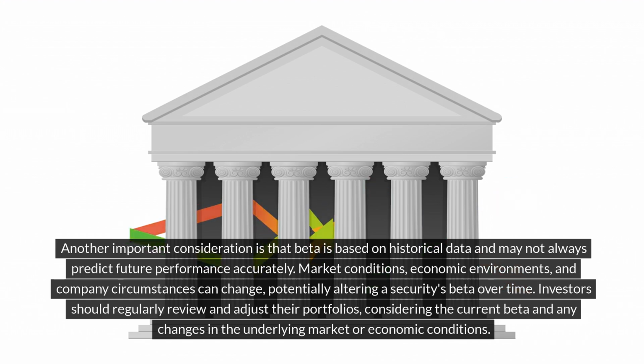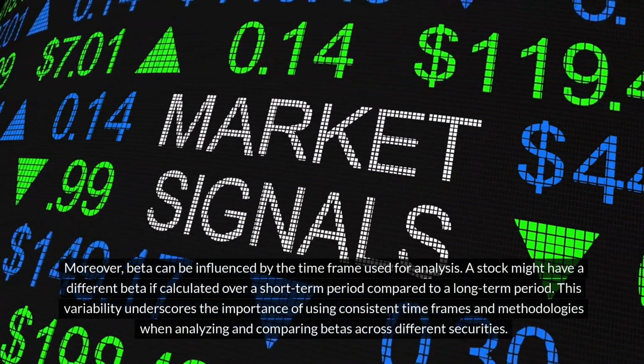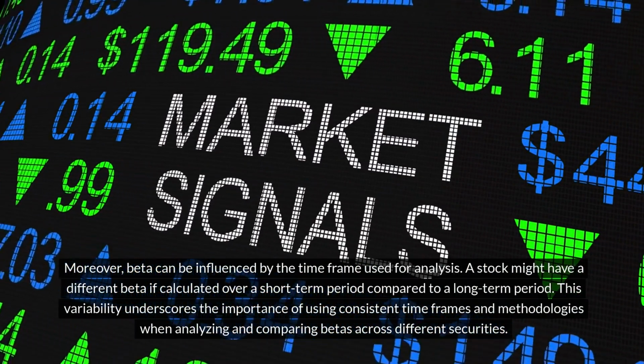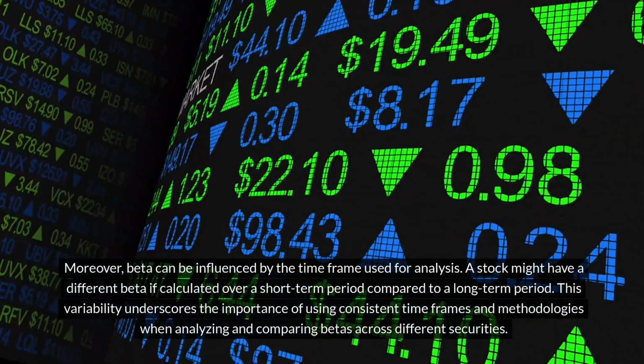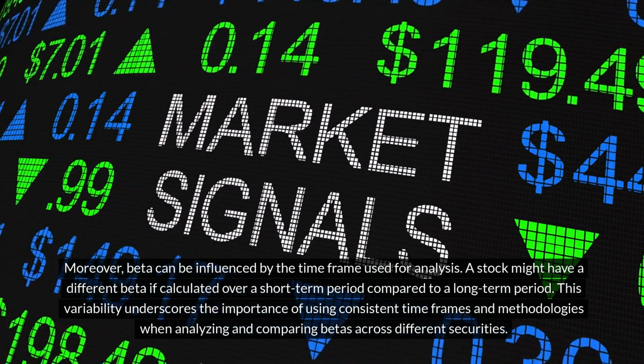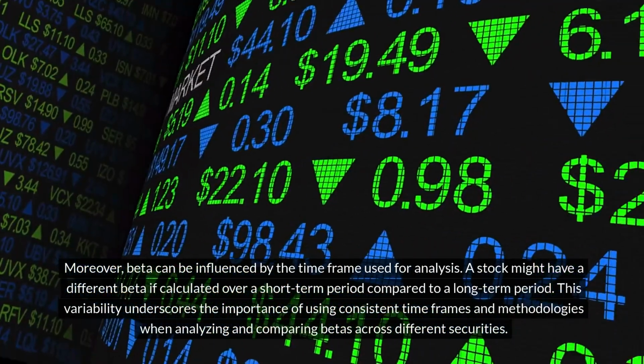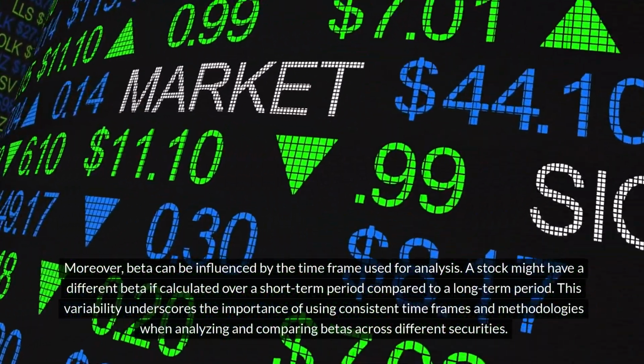Moreover, beta can be influenced by the time frame used for analysis. A stock might have a different beta if calculated over a short-term period compared to a long-term period. This variability underscores the importance of using consistent timeframes and methodologies when analyzing and comparing betas across different securities.